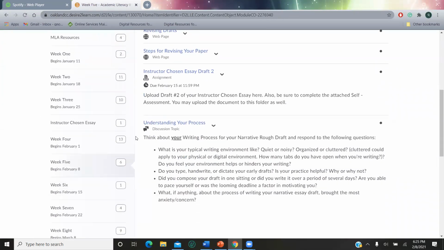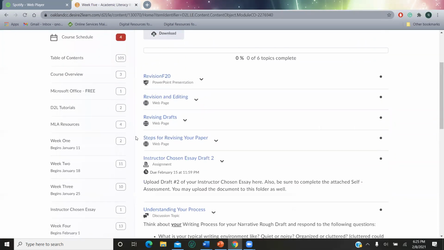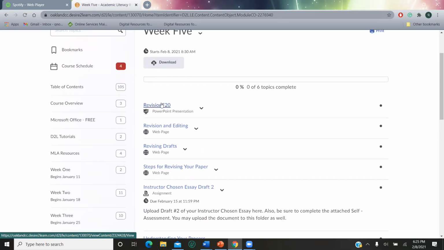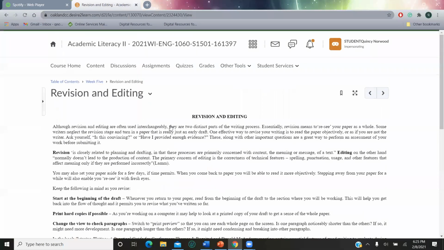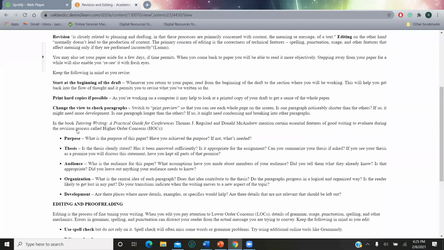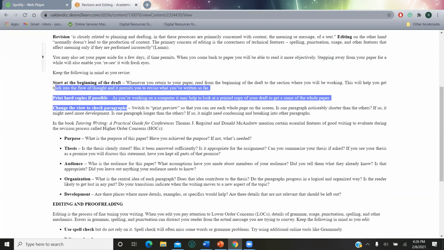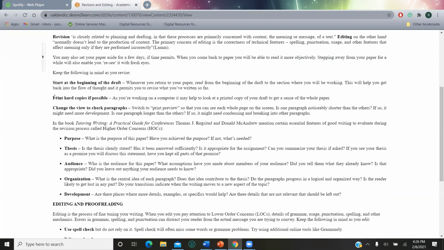All right, now, okay, this is what we're about to cover. This revision and editing, it's just a short document that breaks down the differences between revision and editing, and also gives you some strategies. One, okay, actually these are all good strategies. This one, print hard copies.